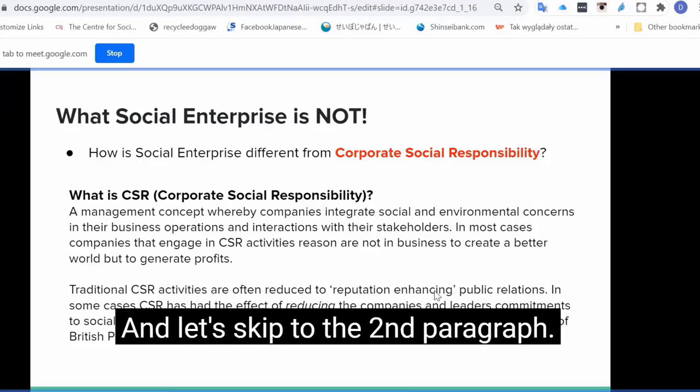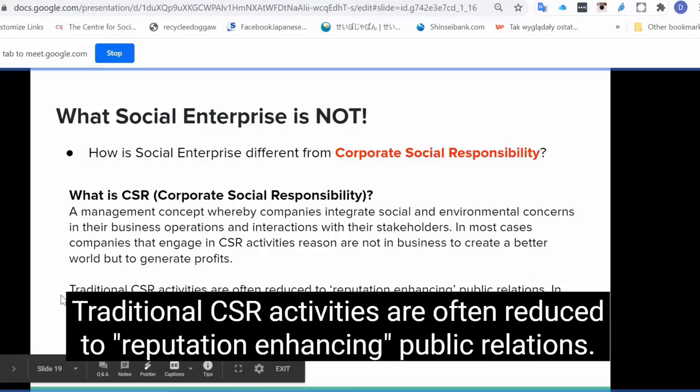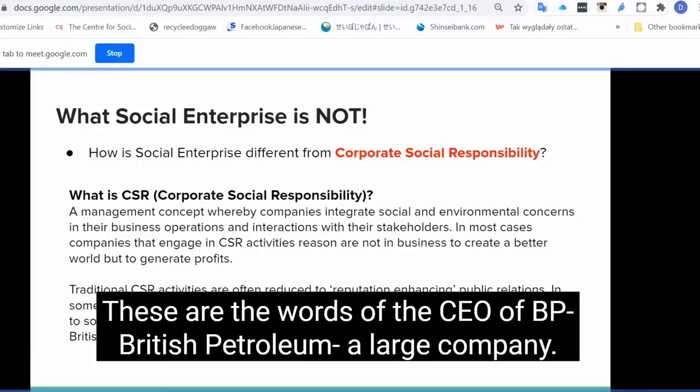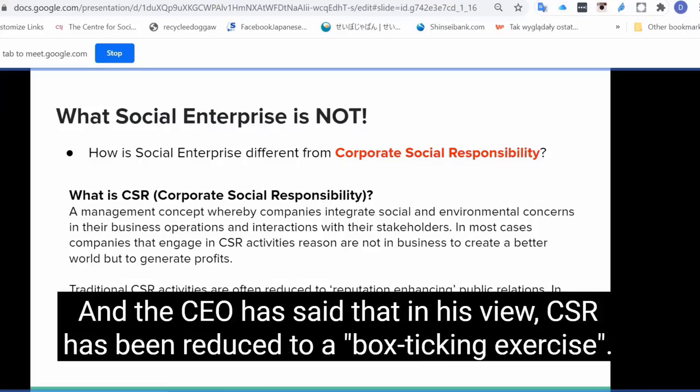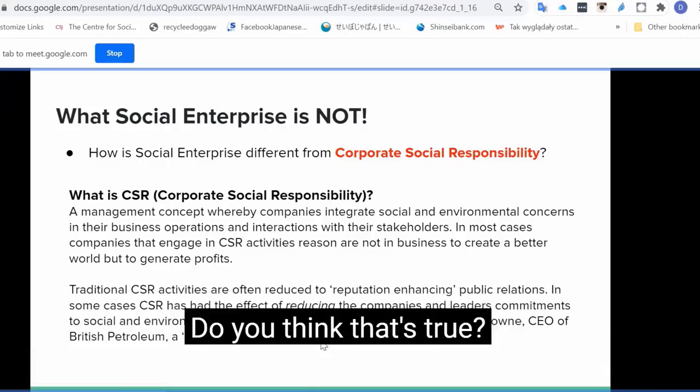And let's skip to the second paragraph, and I'm going to read this. Traditional CSR activities are often reduced to reputation-enhancing public relations. Now this sounds a little cynical, but these words are not my words. These are the words of the CEO of BP, British Petroleum, a large company. And the CEO has said that in his view, CSR has been reduced to a box-ticking exercise. Do you think that's true?